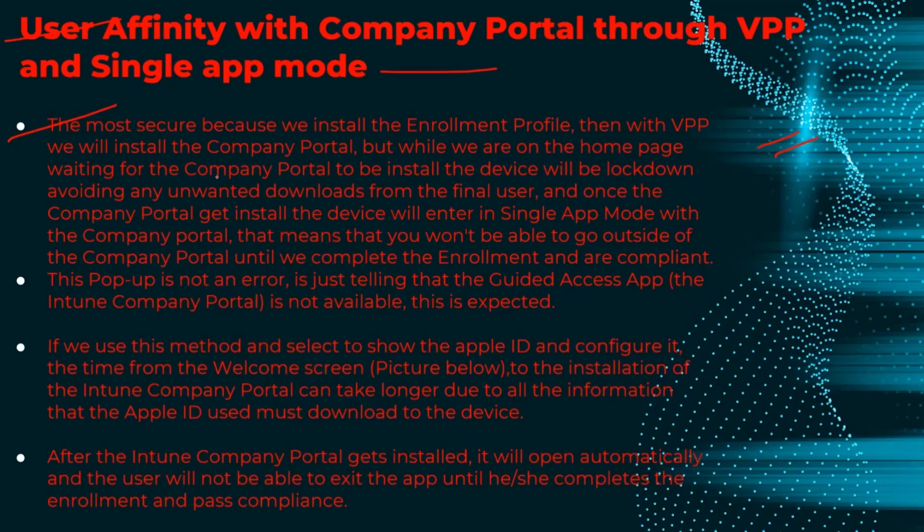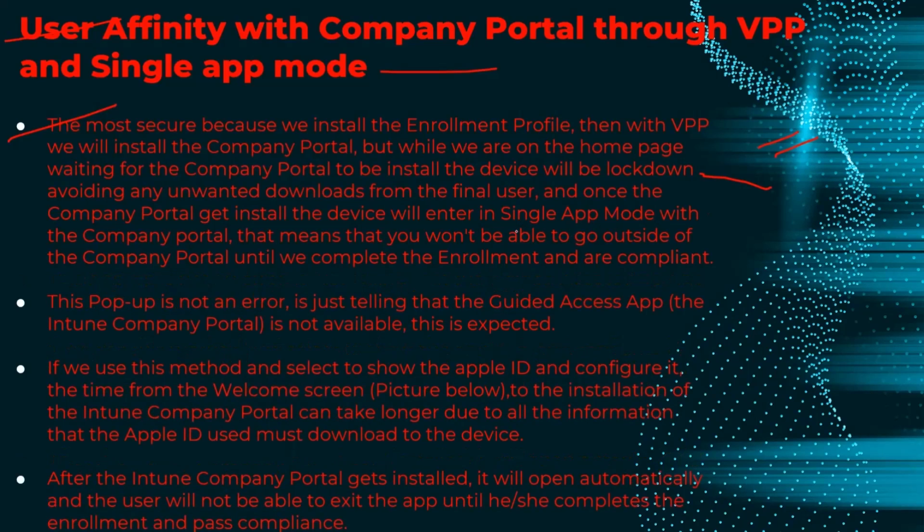But while we are on the home page waiting for company portal to install, the device will be locked down, and any unwanted downloads from the end user are blocked, and the end user will not be able to make use of the device. The device will enter single app mode, right? We have already seen it in the screenshot. The pop-up that we see is not an error. It is just telling us that the guided access mode app is not available, meaning company portal is not available. It's downloading, it's installing, and once it downloads and installs, it automatically launches.